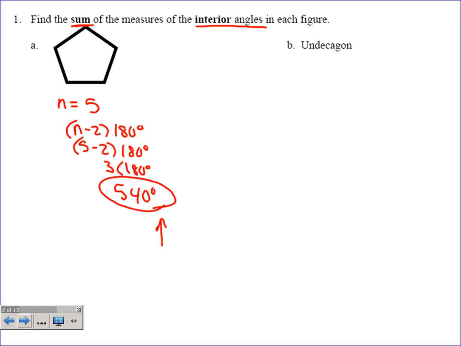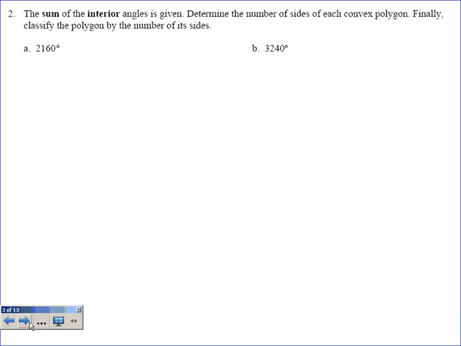You're going to get points off. Okay? So I need you to show all your work, to show me that you know how to use these problems, that you know how to use the formulas, and you know how to do it.